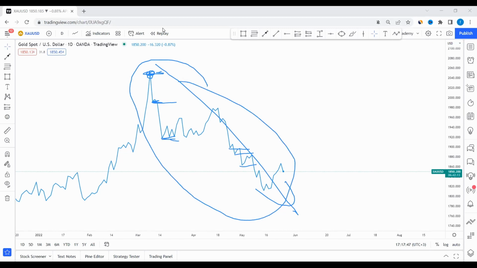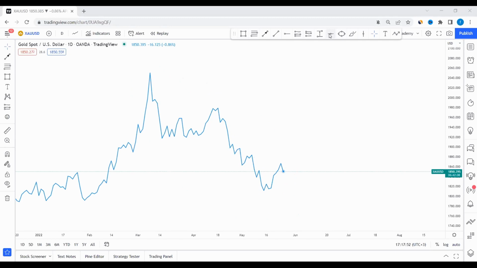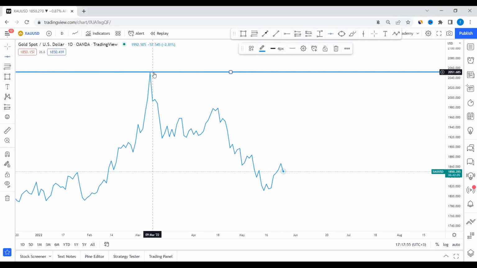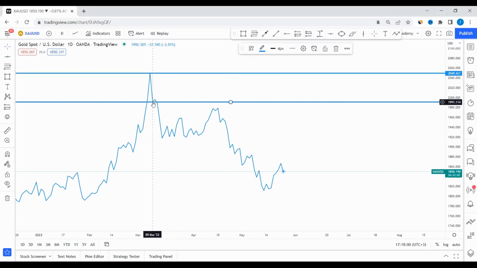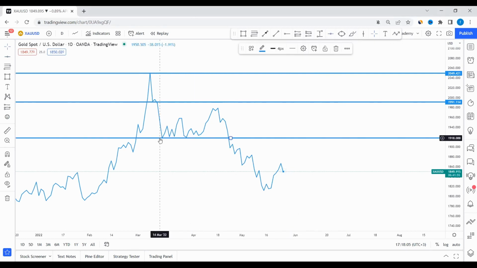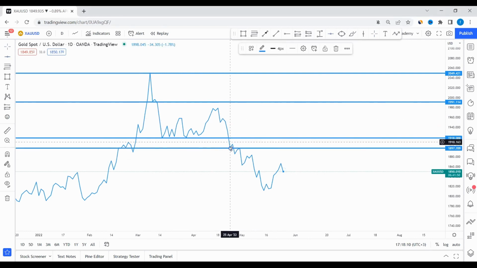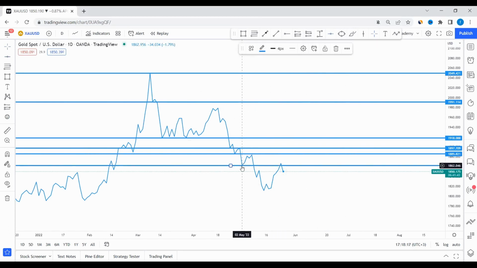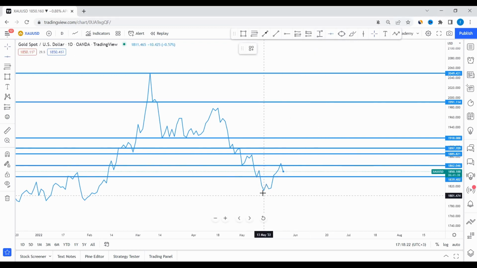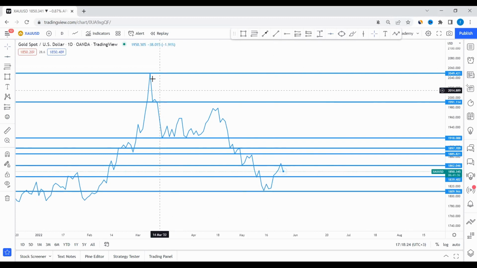So let's just bring out our lines. This is my horizontal. So I'm going to mark this highest point here. And then also let's mark this low here that the market made since it's a downtrend. Then let's also mark this low here that the market made. Let's also mark this turning point here because it is a low. Let's also mark this low, and this low here, and this low here. Now we have marked all our lows.